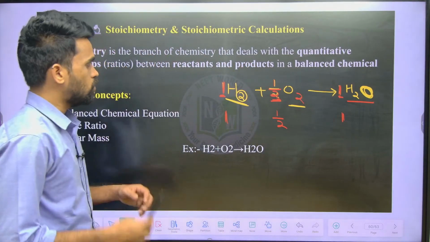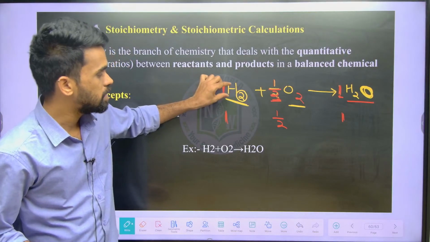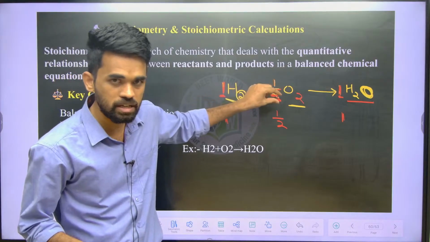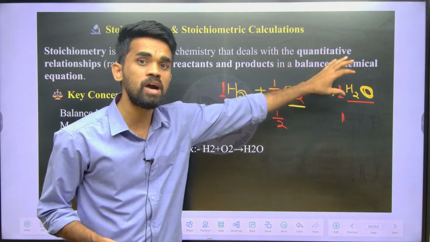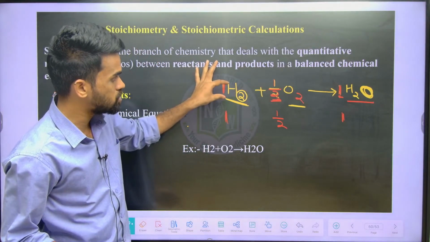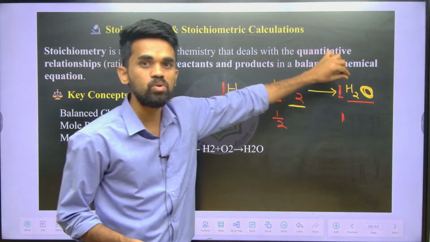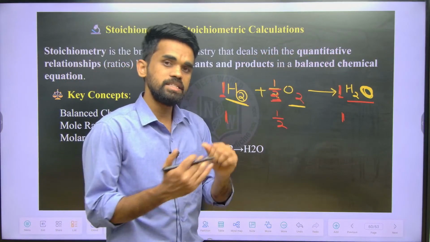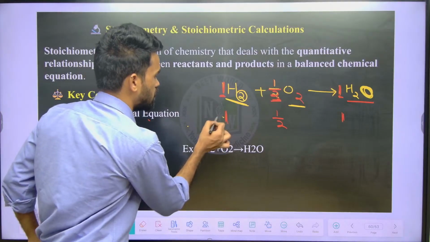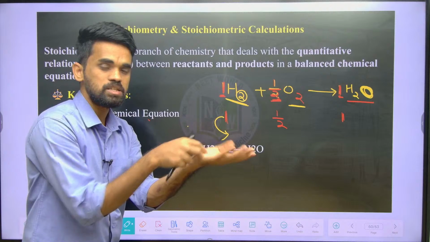So what does this say? 1 mole of hydrogen gas reacts with half mole of oxygen gas to produce 1 mole of water molecule. In the same sense, we can also give it in terms of weight, because we are measuring things by weights only now.